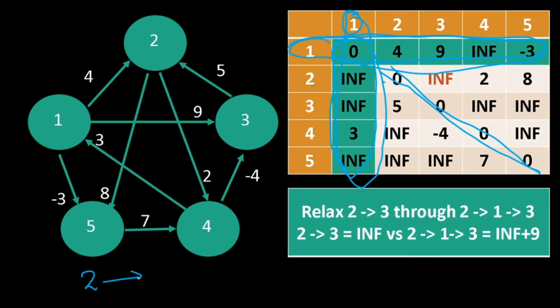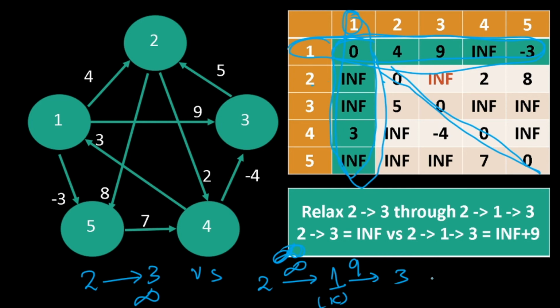So now 2 and 3. So we do comparison of 2 to 3 versus 2 to 1, this is our k, and from 1 to 3. From 2 to 3 the distance is infinity. From 2 to 1 the distance is infinity. This is a very important observation. From 2 to 1 the distance is already infinity. From 1 to 3, it doesn't even matter, but for completeness' sake, this is already infinity. So we are comparing infinity versus infinity plus 9. So there is no scope of relaxation here. So we don't worry about this.